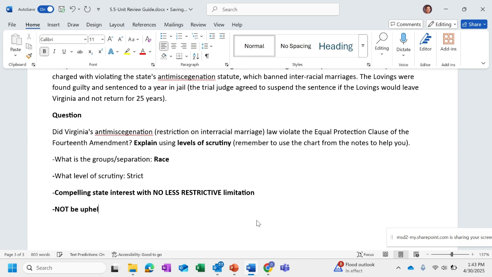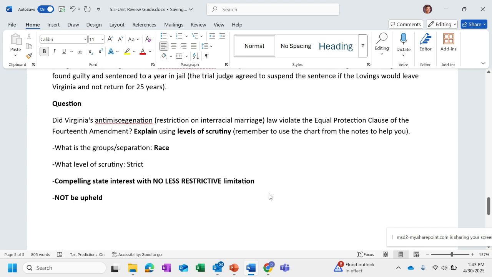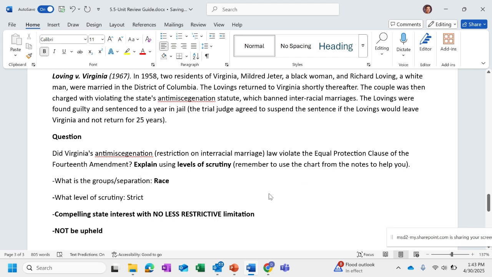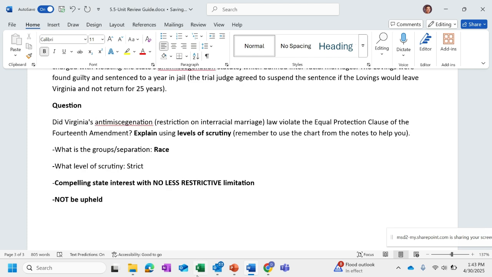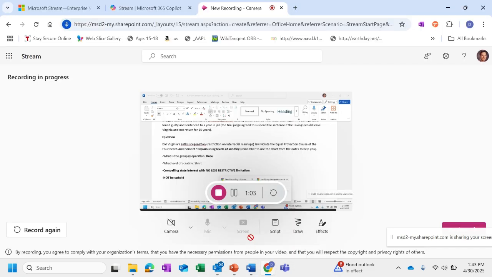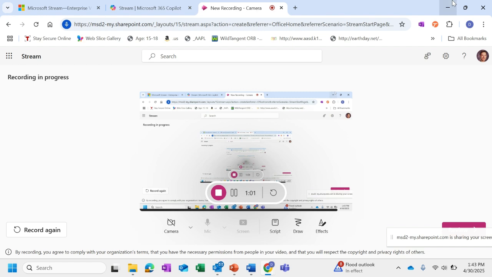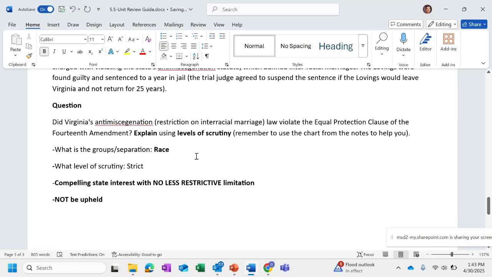Basically, this would not be upheld. This was a 9-0 decision right around the time of Brown v. Board of Education, the Civil Rights Act, and the Voting Rights Act. They said this is not serving a compelling state interest and it is not the least restrictive way of doing so. So that one would be turned down. Racial discrimination pretty much all the time is going to be turned down unless it serves a compelling state interest, which is very hard to prove, and the restriction must be narrowly tailored. So that's kind of how we work through these.